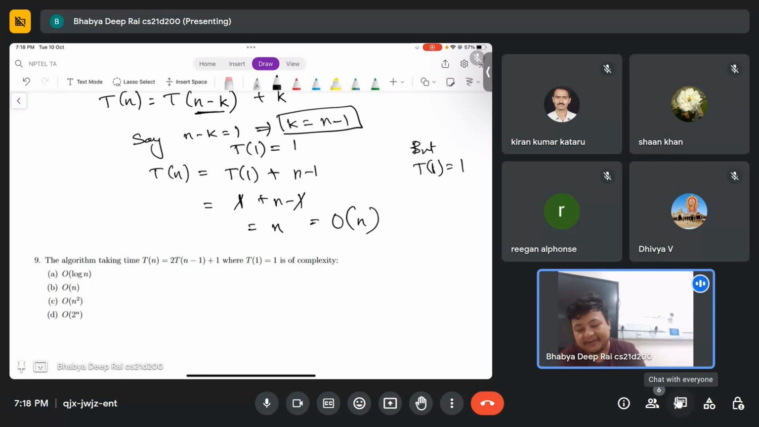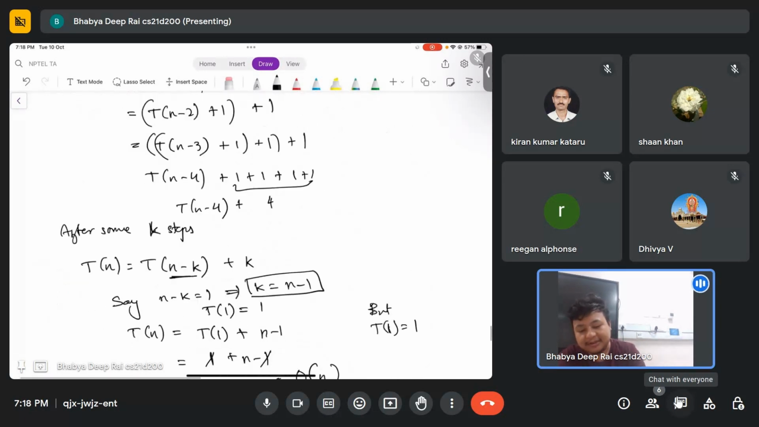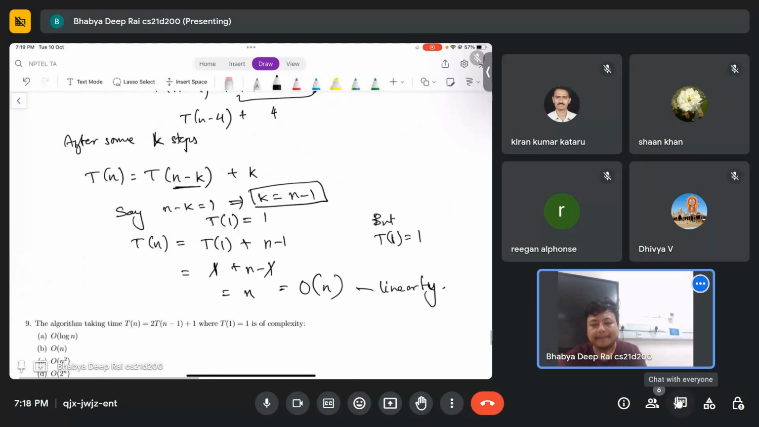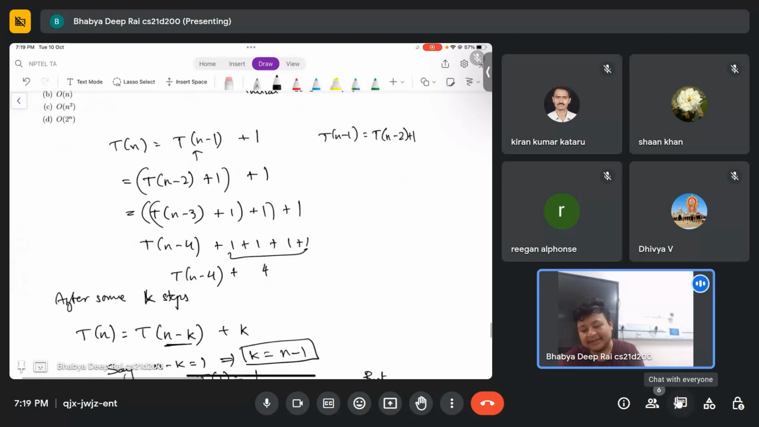I hope everything is clear. In other words, this is also called linear growth. That is, this algorithm grows linearly. So the answer is B.